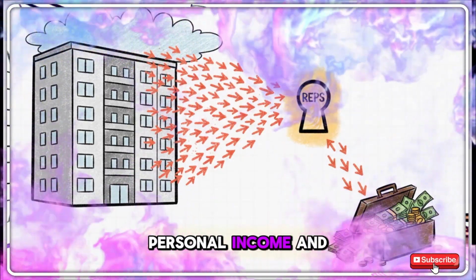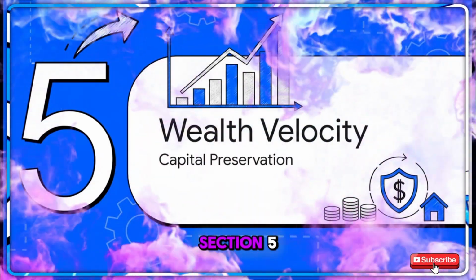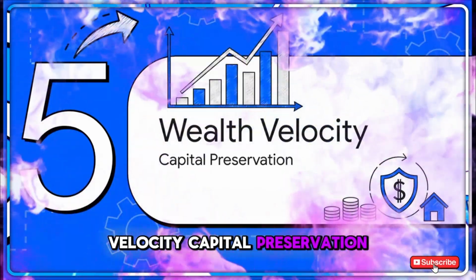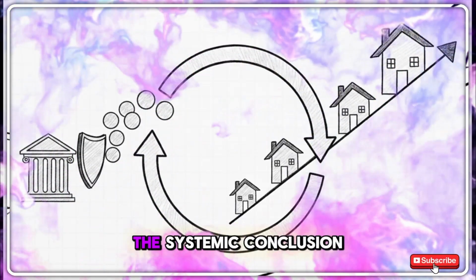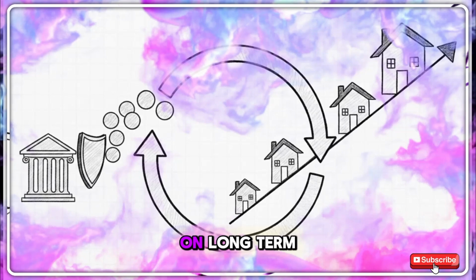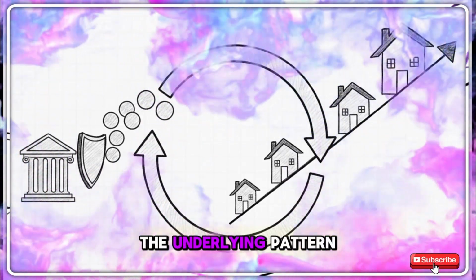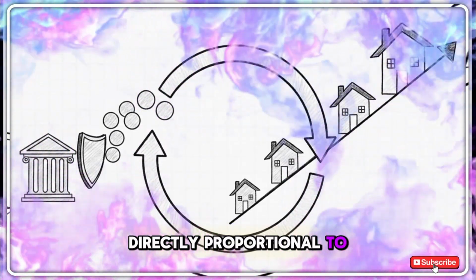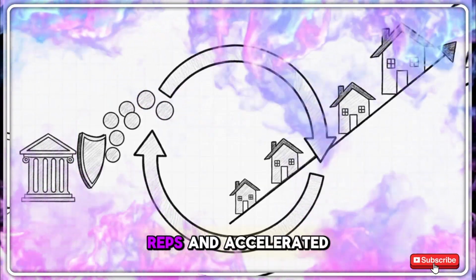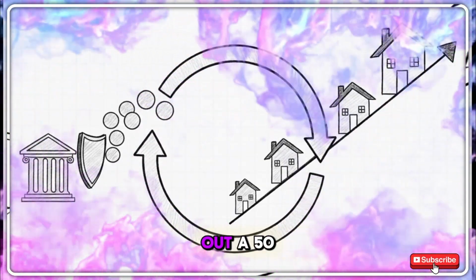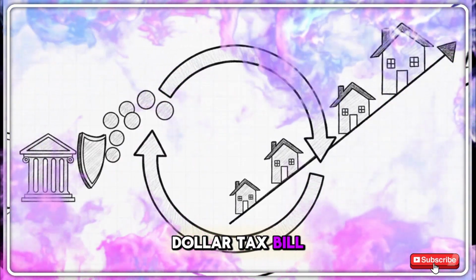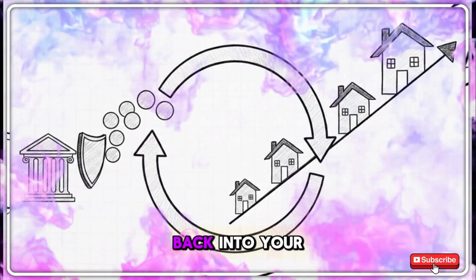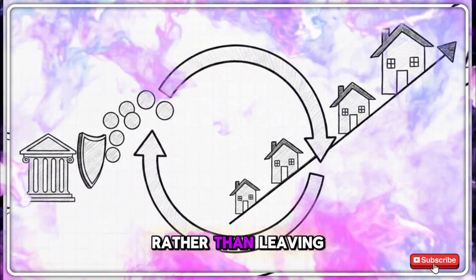And finally, let's look at Section 5, Accelerating Net Wealth Velocity, Capital Preservation. So, we really have to analyze the systemic conclusion of these mechanisms on long-term wealth generation. The underlying pattern here is all about velocity. Tax minimization is directly proportional to wealth velocity. When you use REPS and accelerated depreciation to legally wipe out a $50,000 or $100,000 tax bill, you have to factor in the time value of money. Those diverted dollars are immediately injected back into your own compounding cycle rather than leaving your ecosystem.